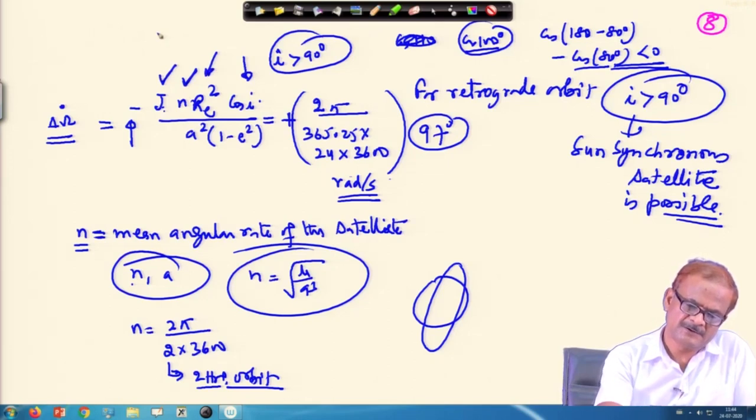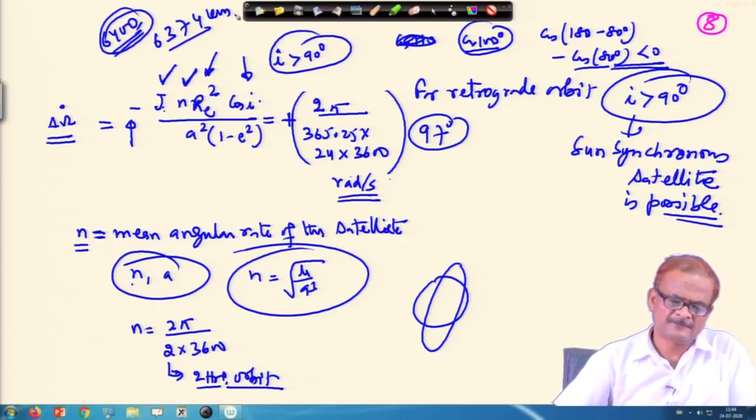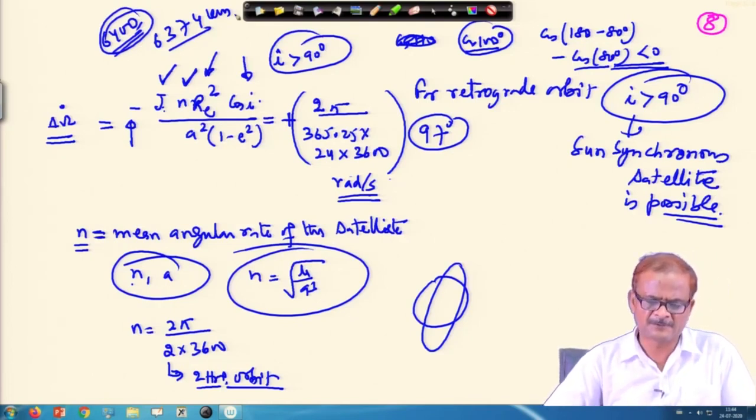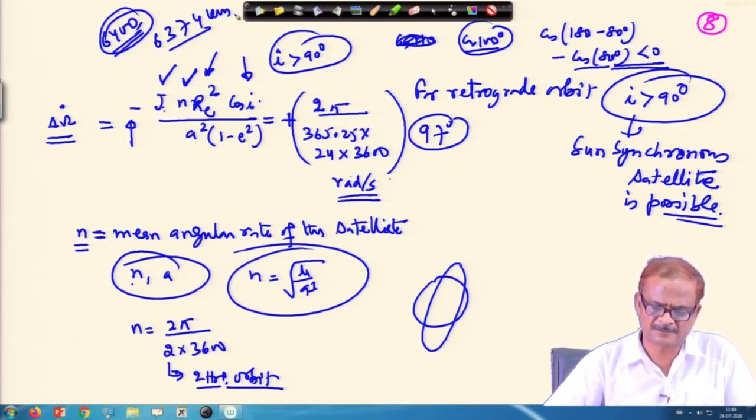RE is the radius of the earth, which we can write as 6378 kilometers or 6376 kilometers. Sometimes we just approximate it as this, but for the actual purpose, while we are designing the satellite, the real purpose is it has to be launched. So we have to be very accurate in all these estimates.